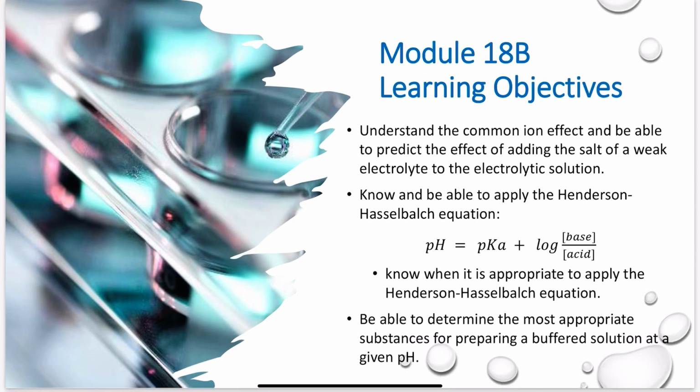For Module 18b, we're going to continue on with buffers, but we're really going to start looking at how we are determining the pHs. We need to talk about the common ion effect and be able to predict the effect of adding a salt of a weak electrolyte to the electrolytic solution, seeing how this is going to affect your pH. You should know and understand the Henderson-Hasselbalch equation.